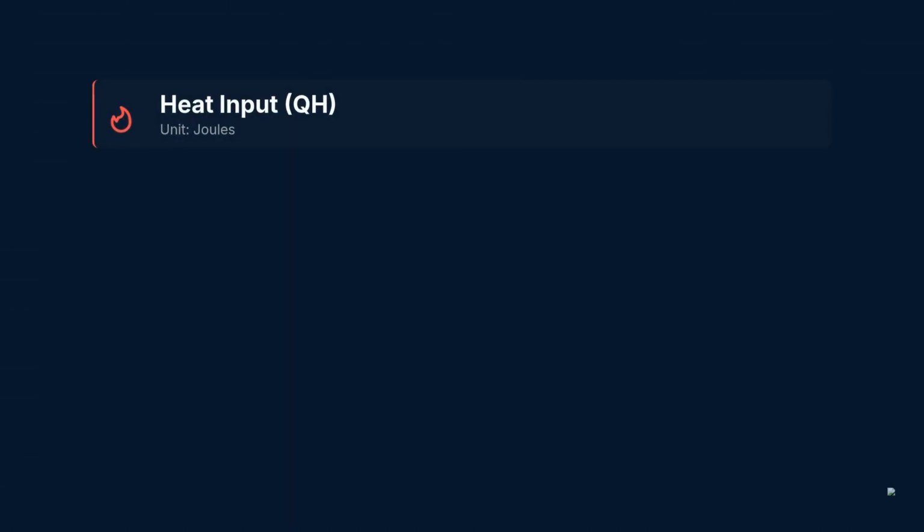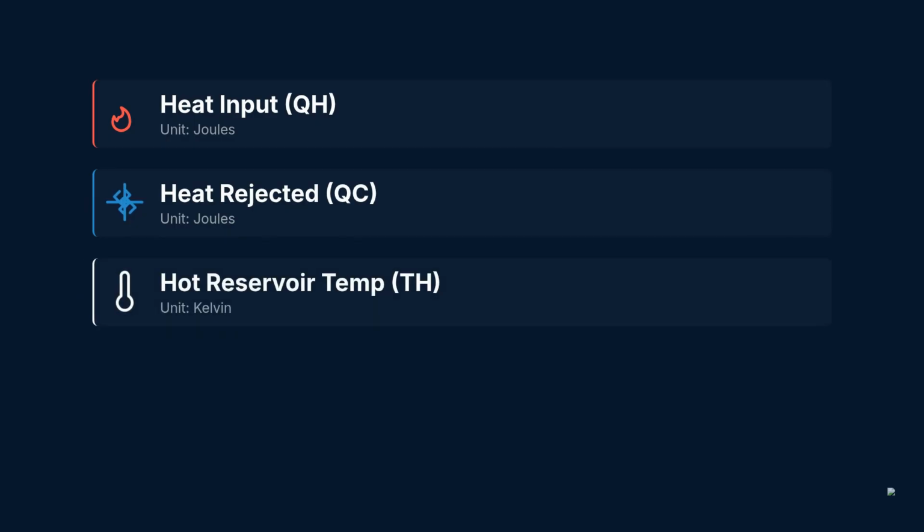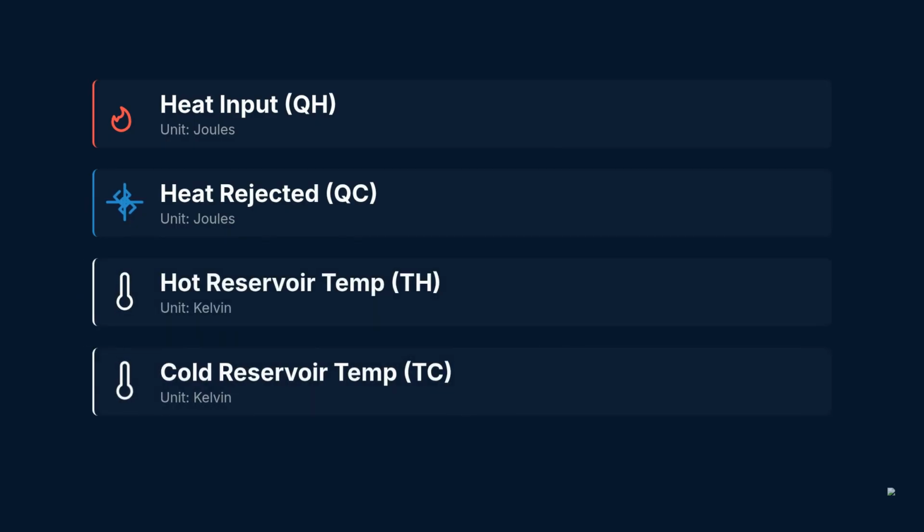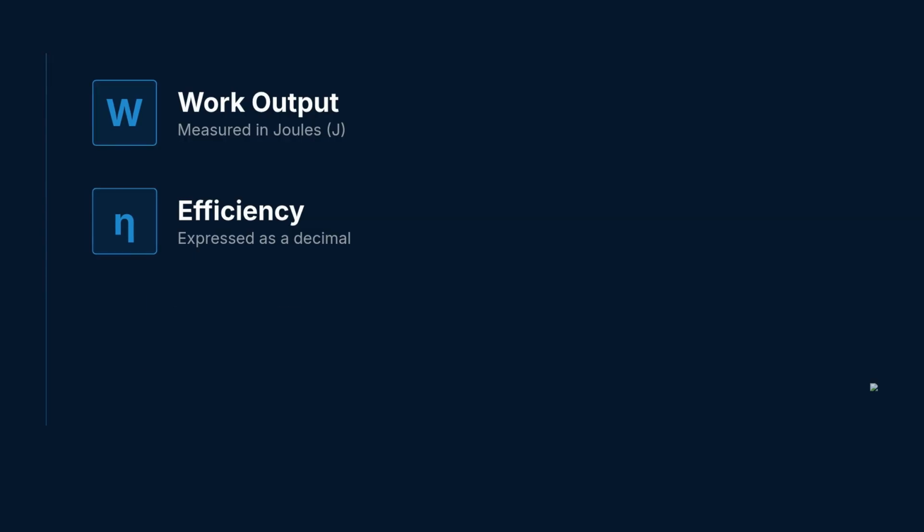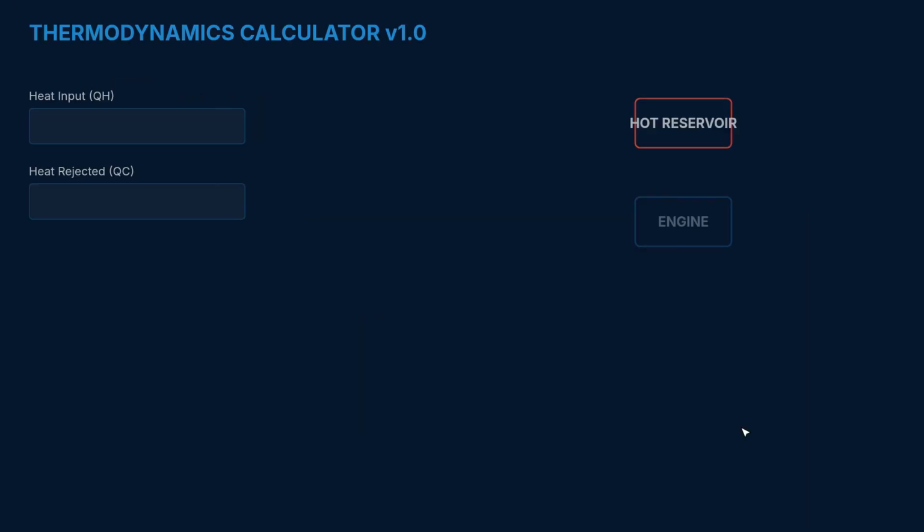The input fields include heat input QH in joules, heat rejected QC in joules, hot reservoir temp TH in Kelvin, cold reservoir temp TC in Kelvin, work output W in joules, efficiency E as a decimal, and Carnot efficiency IC as a decimal. Let's work through an example.